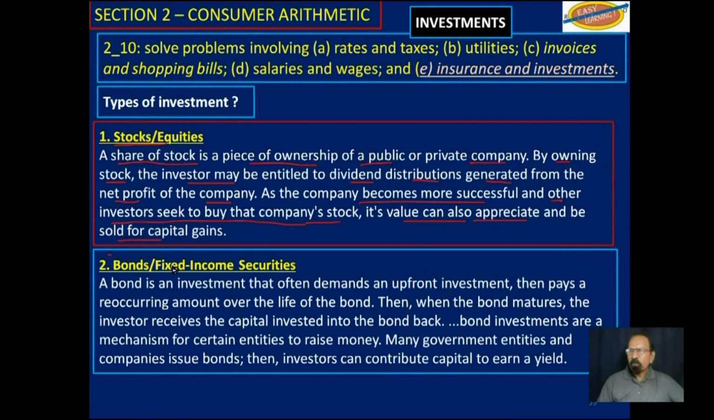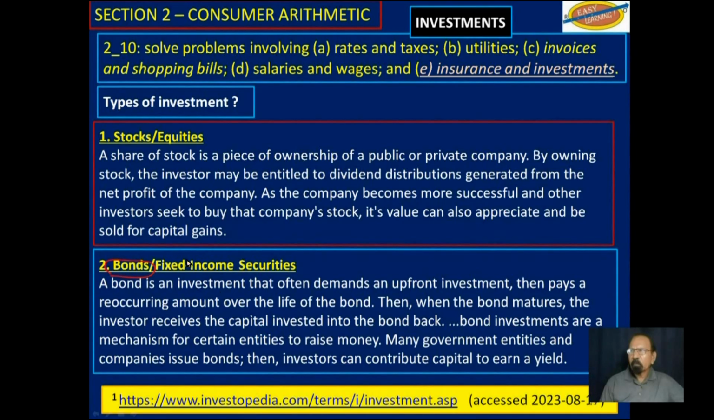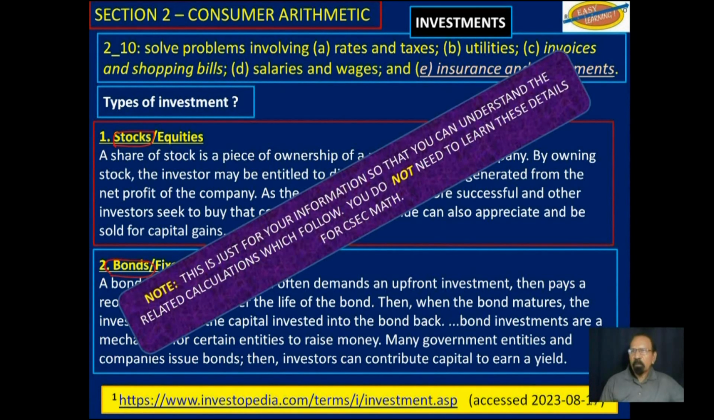Now, bonds and fixed income securities. A bond is an investment that often demands an upfront investment, then pays a recurring amount over the life of the bond. Then when the bond matures, the investor receives the capital invested in the bond. Bond investments are mechanisms for certain entities to raise money. Many government entities and companies issue bonds. Then investors can contribute capital to earn a yield. So bonds are different from stocks. Stocks, you invest in an already established company. Bonds, you invest to form part of the establishment of a company. Now remember, this is just for your information, so you could understand later on when we come to the calculation part.